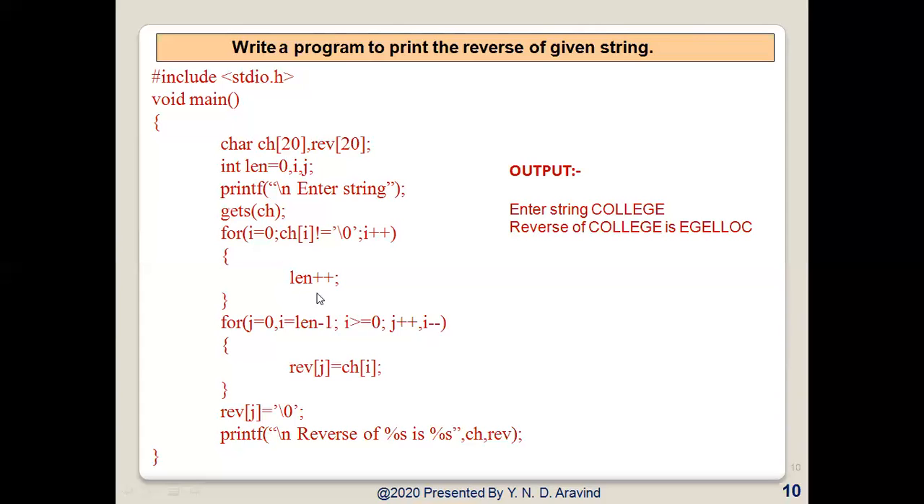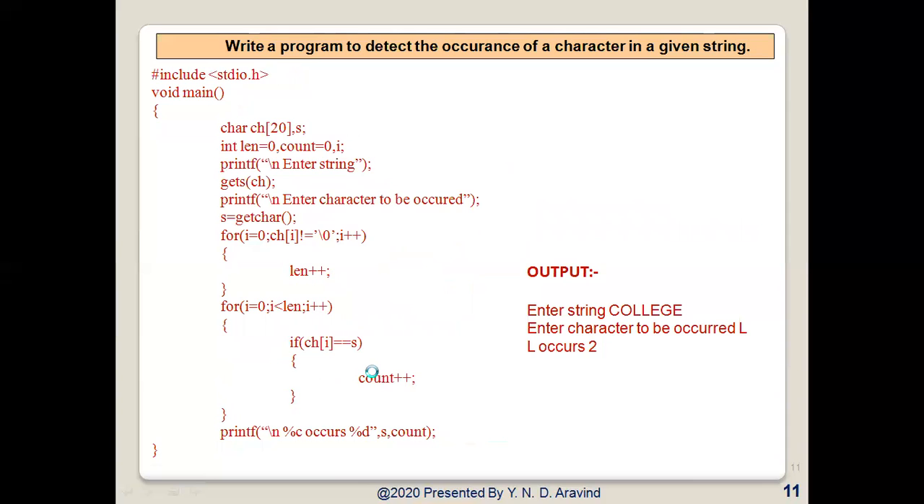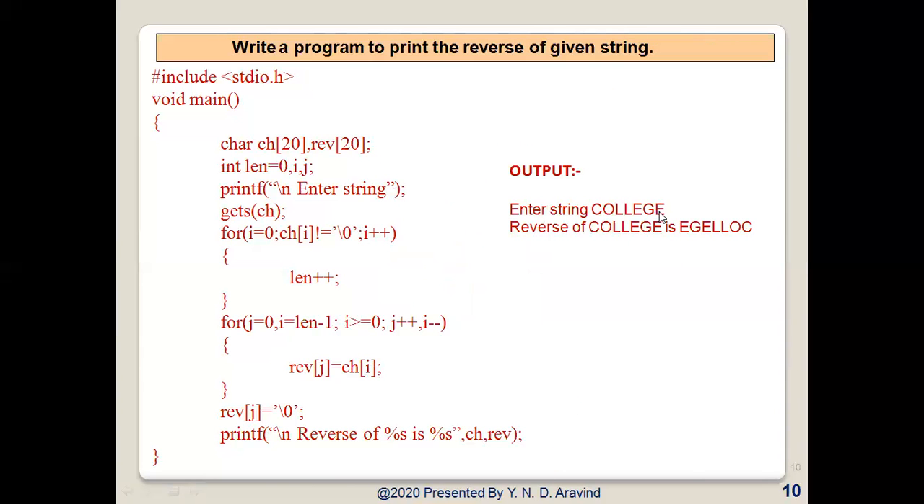Since my length is 7, i is equal to length minus 1. So see here, length minus 1 is 7 minus 1, which is 6. Why 6? See, here it is 0, this O is 1, 2, 3, 4, 5, 6. So E will be in 6. Now what have I given? reverse[j]. What is the j value? The j value is initially 0. So reverse[0] will have ch[6]. What is ch[6]? ch[6] is E.